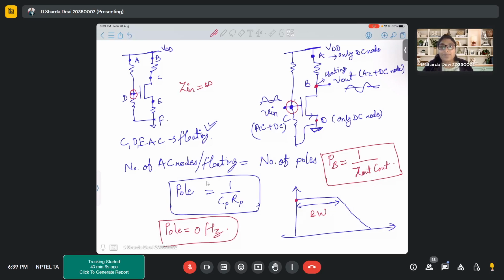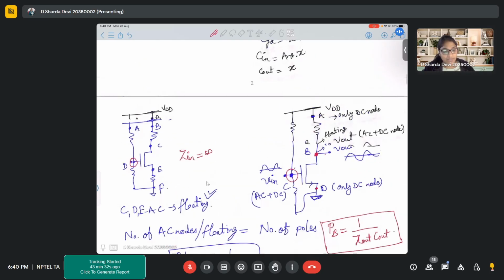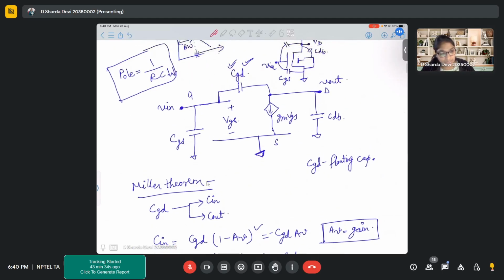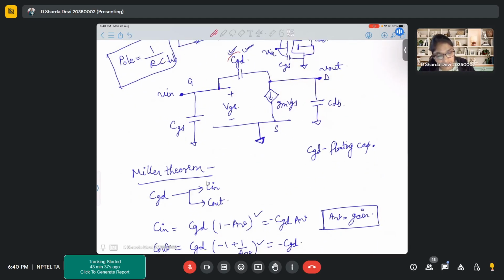Ma'am, by C out, do you mean the coupling capacitor that we connect from pole B to B out? You have written P equal to 1 by Z out into C out. So is C out that coupling capacitor that we connect at the output? It will be the cumulative effect of all the capacitors over here. So in this particular circuit, if you observe very carefully, this particular capacitance will divide into two parts, right? So you will have your C in, you will have your C out over here.